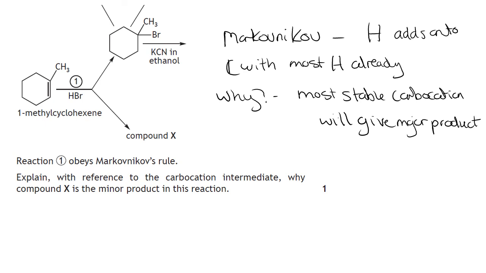So stating Markovnikov's rule, now stating it is not enough. You need to actually be able to say why it does that. So hydrogen will add onto the carbon with the most hydrogen already on it. Why does it do that? Because that gives the most stable carbocation.